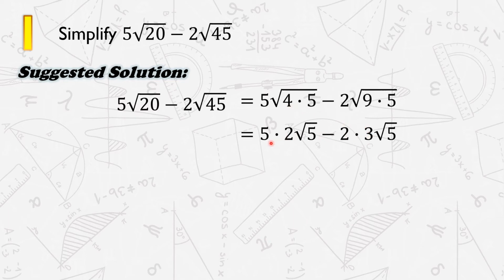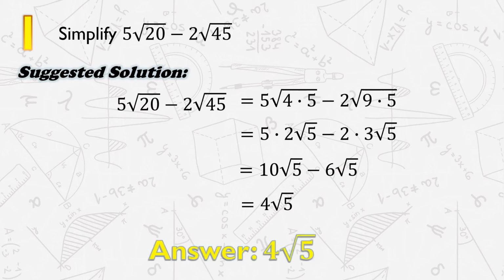Then we have 5 times 2 square root of 5 minus 2 times 3 square root of 5. 5 times 2 is 10 and 2 times 3 is 6. Therefore, we have 10 square root of 5 minus 6 square root of 5, and that is equal to 4 square root of 5.